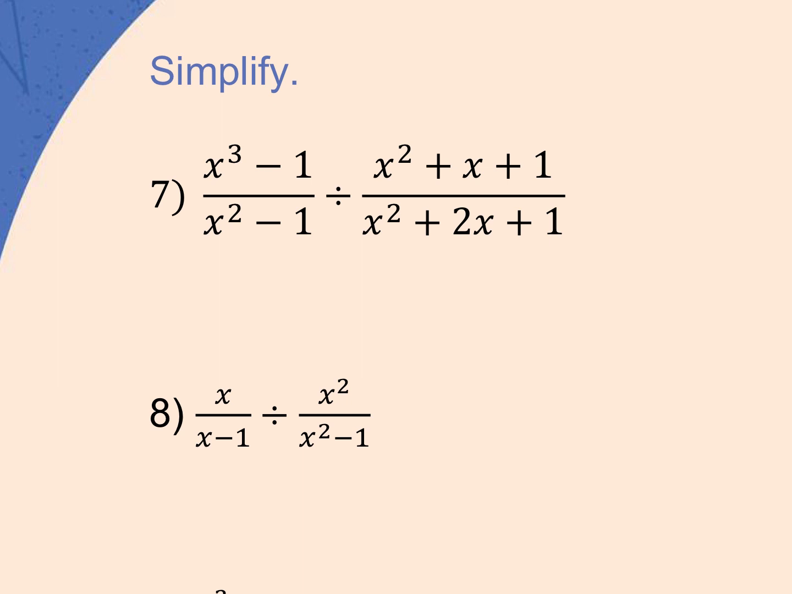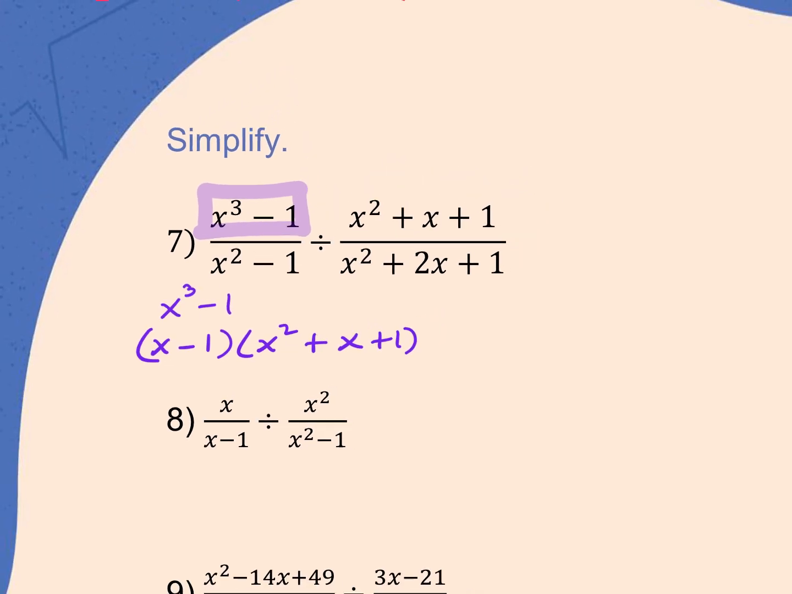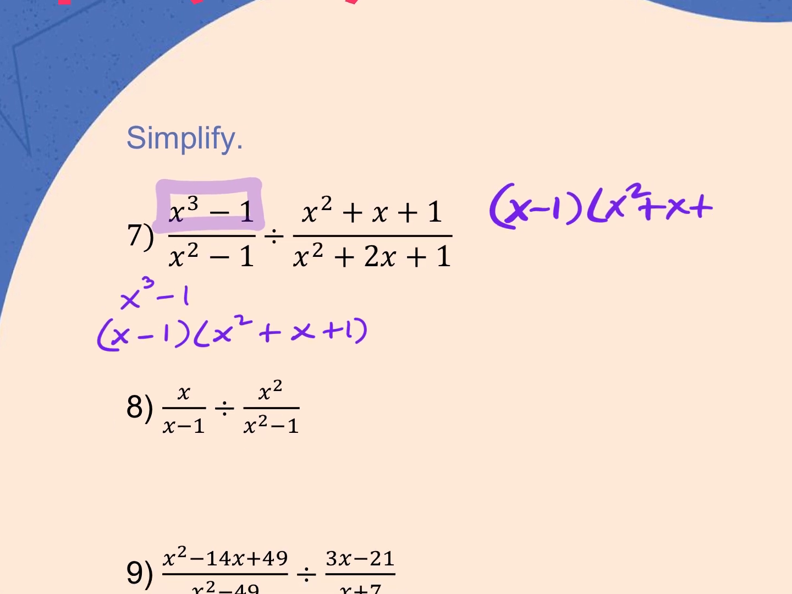Still the difference of two perfect cubes here. So let's go ahead and factor this one. And again, I'm still using that SOAP pattern. So remember, we cube root x to the third, we get x. Cube root 1, we get 1. Then we're going to square that x, opposite sign, 1 times x is just x, and then square the 1. So that is the factored numerator. Let me write it over here: x minus 1, x squared plus x plus 1.